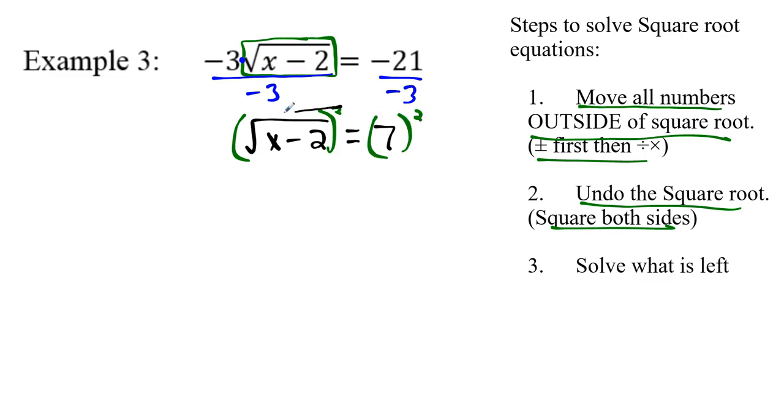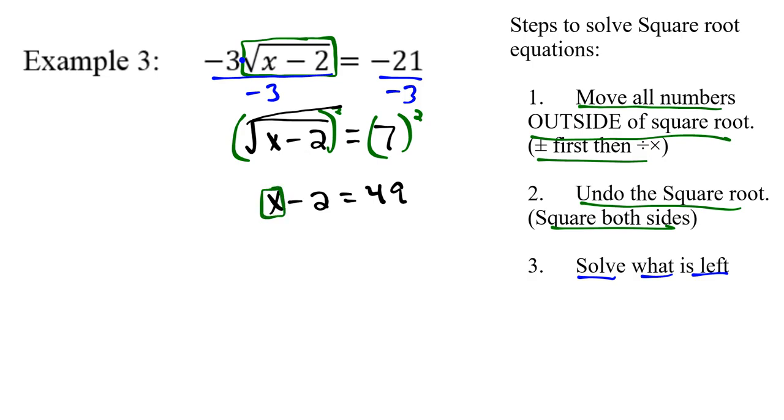Remember, the square only cancels out the radical. So then we're going to get x minus 2 is equal to, and 7 squared makes 7 times 7, which is 49. Then, this is what it means to solve what is left, because our x is not by itself.